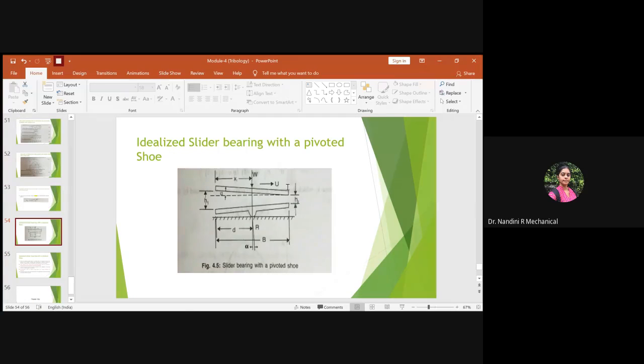So this is the thing you have to understand. In the next class, there are a few more theoretical things I have to explain to you. Once that is done, we will go on to solving the problems. So any doubts in the derivation of load bearing capacity, pressure distribution, shear stress, frictional force, coefficient of friction, and maximum load bearing capacity?